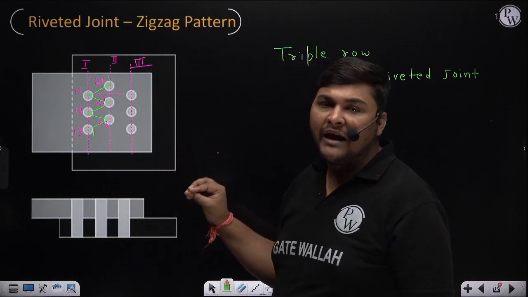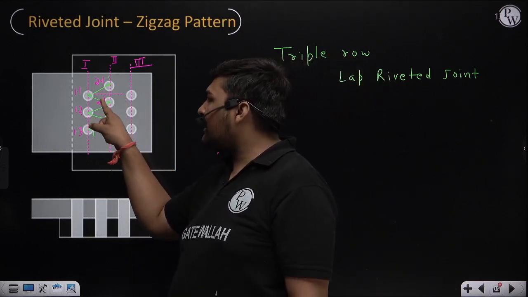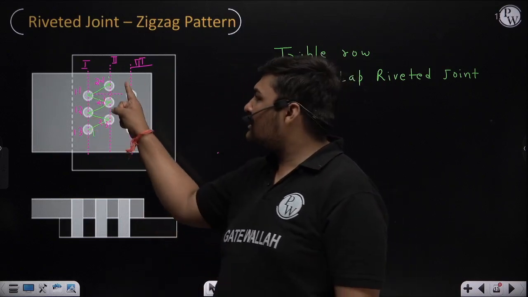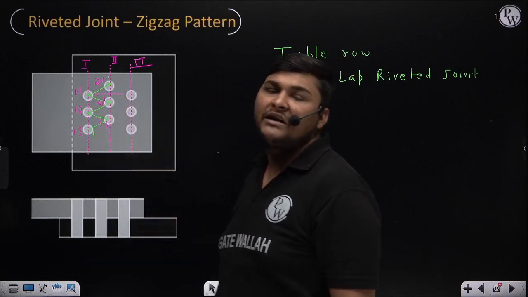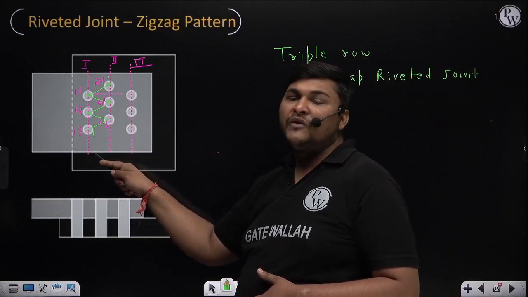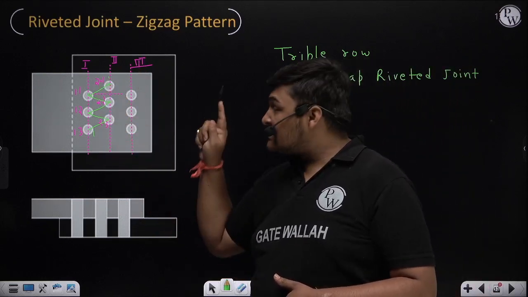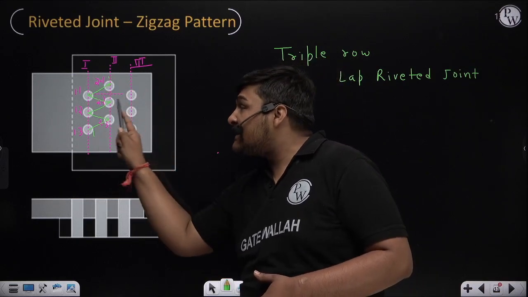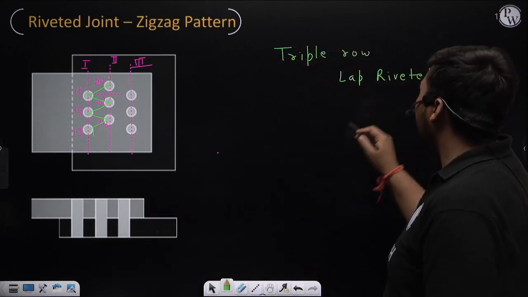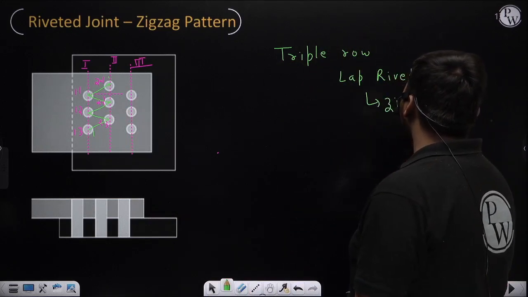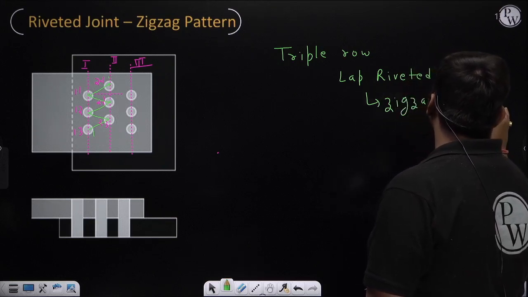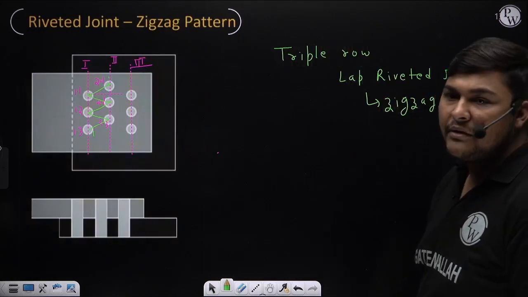And if you are doing the arrangement like this, what you will see if you join the center lines of rivets of the first and second row, means rivets of consecutive rows, is a shape like zigzag, and that's why this pattern is known as zigzag pattern. In zigzag pattern, whatever arrangement we have used in the first row, the same arrangement we will use in the third row, but the same arrangement we will not use in the second row, means the next row. That is important. So it is a triple row lap riveted joint with zigzag pattern.